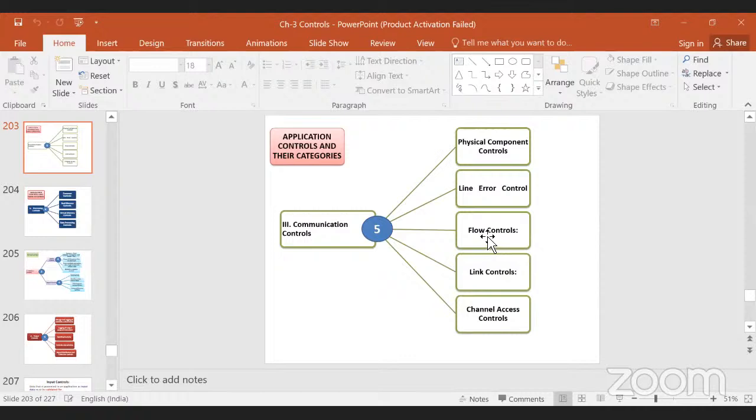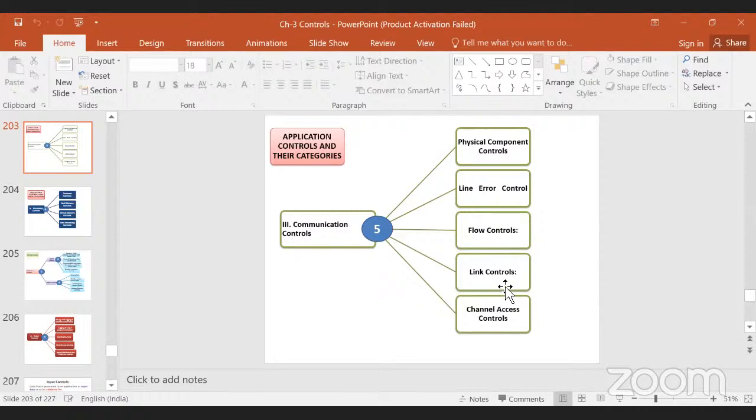Then flow control. What is flow control? The traffic which comes or is transmitted may be congested. In such a situation, the traffic will be diverted through the wires or the communication medium where the data is less in number.